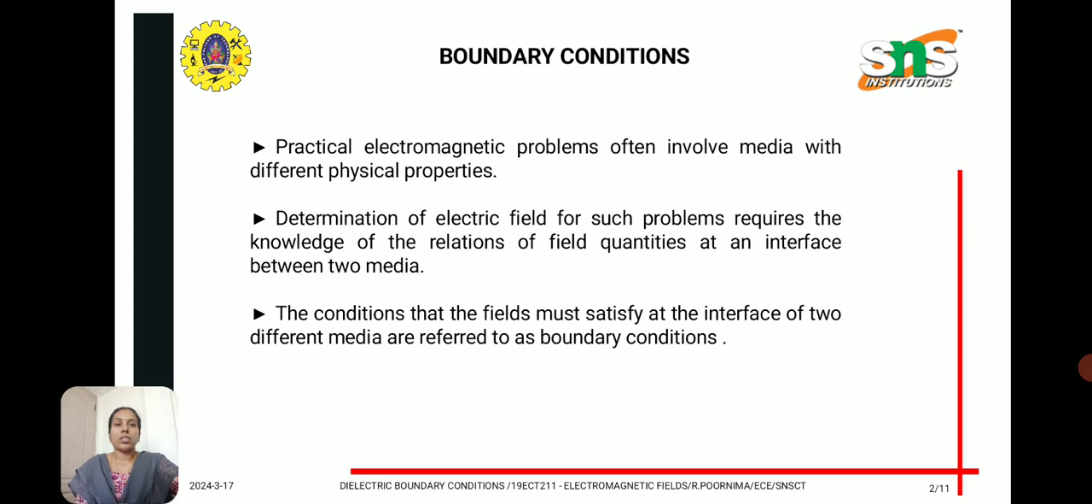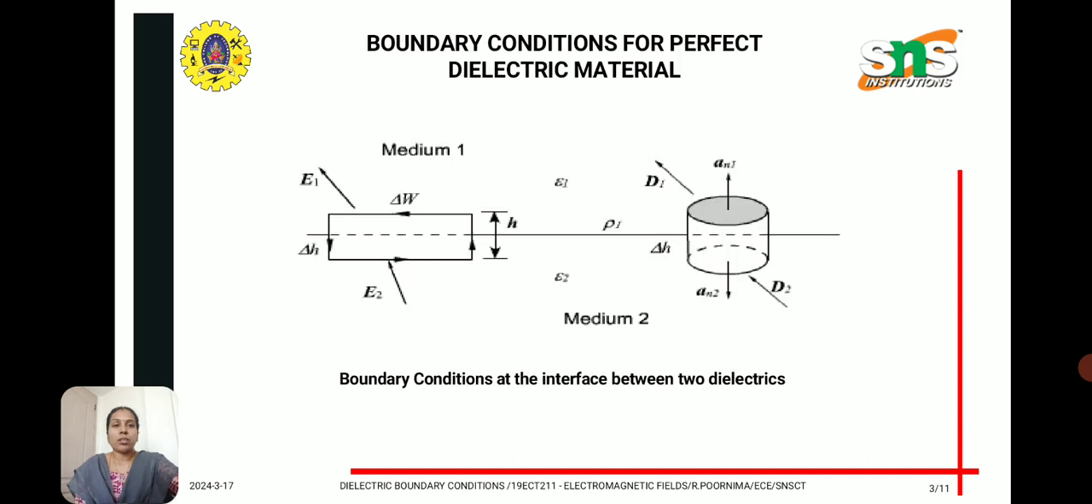So first of all, what is a boundary condition? In practical electromagnetic problems, it involves media with different physical properties. So determination of the electric field for such problems requires knowledge of the relations of field quantities at an interface between the two media. The conditions that the field must satisfy at the interface of two different media are referred to as boundary conditions. For example, we can consider two different media.